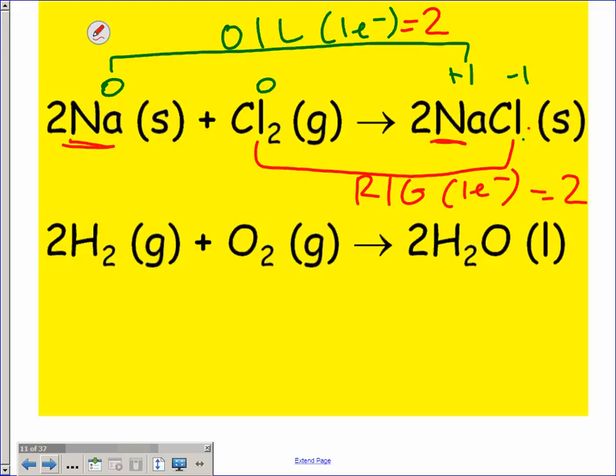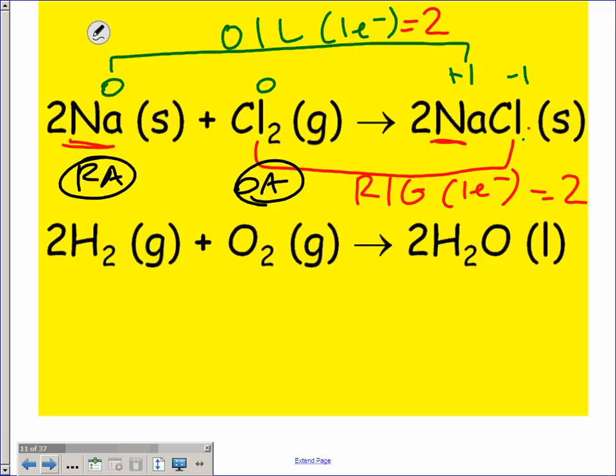Okay, so who is the oxidizing agent? Chlorine is the oxidizing agent, so I'm going to put OA under here. Because chlorine itself is reduced, it is the oxidizing agent. So who's the reducing agent? Sodium. Did I even look at the products for agents?